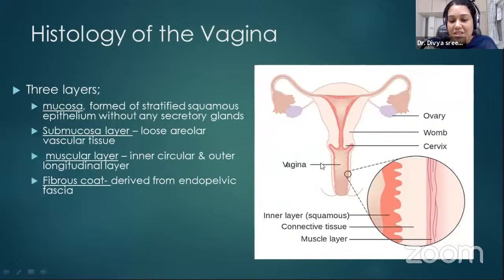There are so many fascias here. From the condensation of the endopelvic fascia, it gives a fibrous structure. The vagina is a very stretchable structure because it facilitates normal delivery, so it has to stretch. It is an organ of copulation, and also a track to pass menstrual bleeding. It is a fibrous, stretching type of structure.